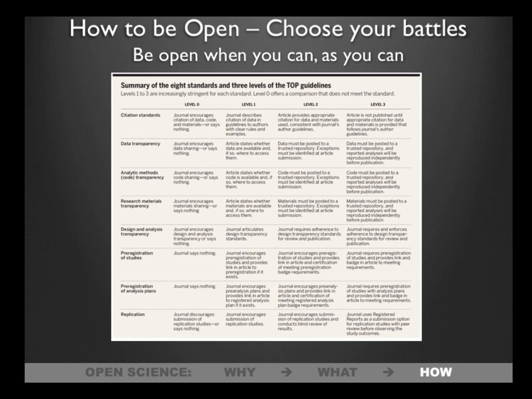So this is a little checklist again from Brian Nosek that suggests the different levels and the different aspects of open science. This is actually directed at the journals. Journals are increasingly adopting open science policies that if you want to publish there, you have to have a certain degree of transparency. But you can also use it for yourself. It's like, I'm going to try to get to level 2 on open data, but at level 1 for open code or for open papers, maybe. So choose your battles.